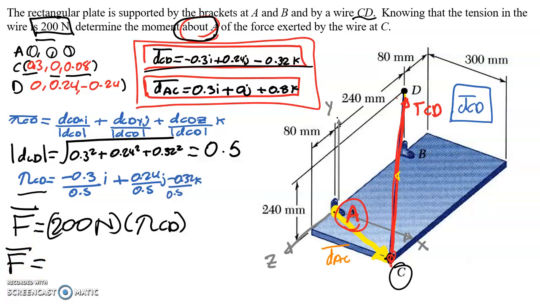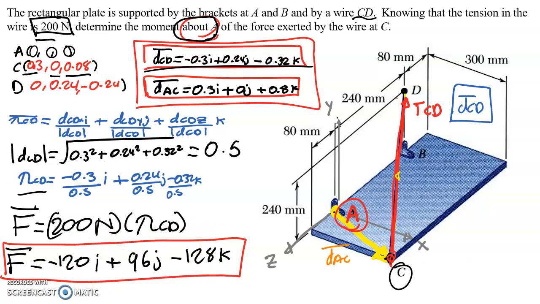That's going to deliver that the force vector, remember vector, is going to be 200 times minus 0.3 over 0.5, minus 120 in I. Then plus 200 times 0.24 over 0.5, 96 in J. And minus 0.32 times 200 over 0.5, minus 128 in K. That's going to be our force vector divided in the three components. These are going to be used next.